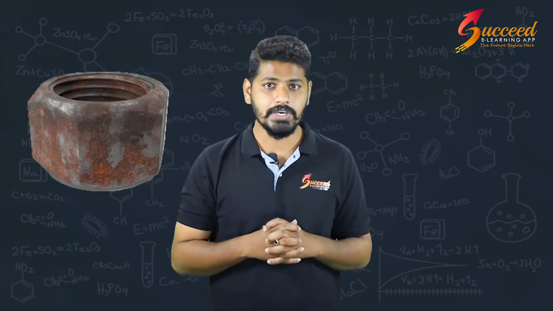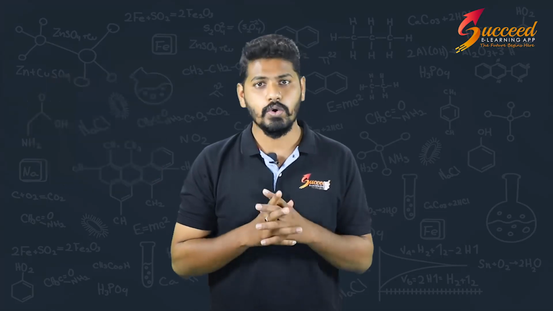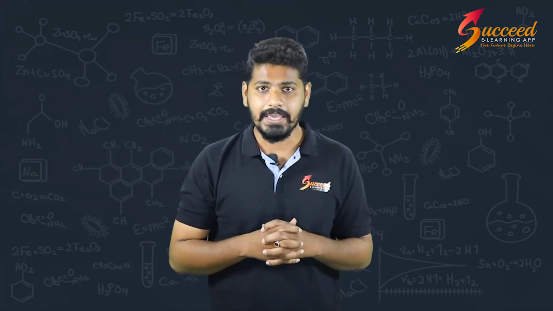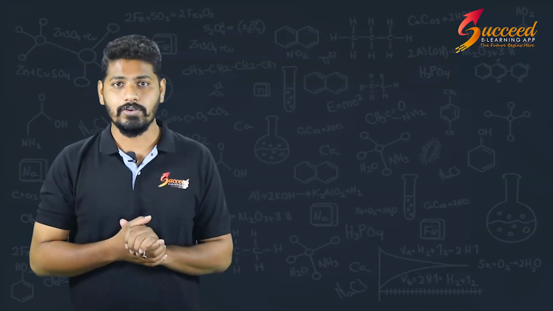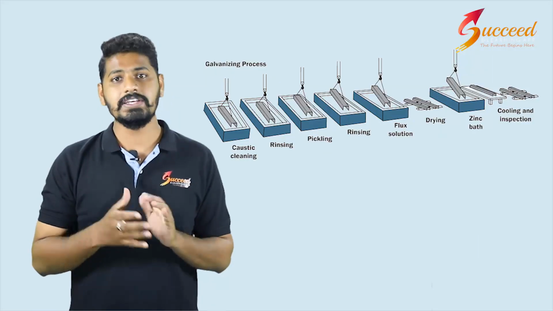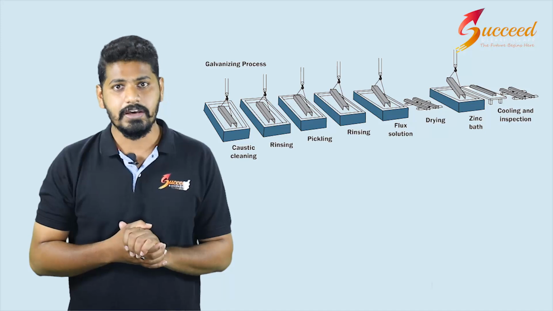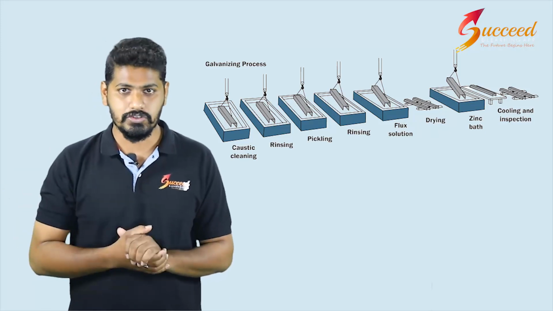Now let's see how to prevent corrosion. Corrosion can be prevented by applying paint, oil or grease, and also by a method called galvanization. By doing so, we can prevent rusting or the change of physical features.